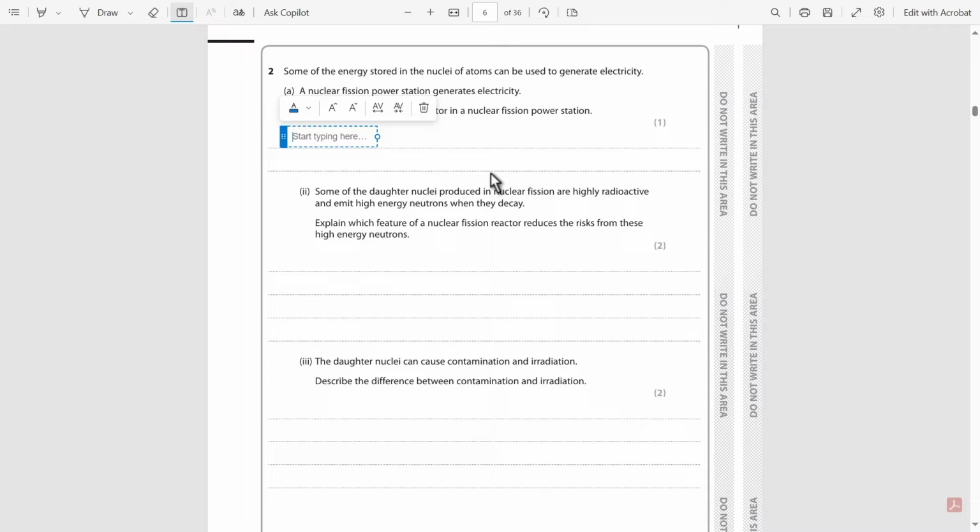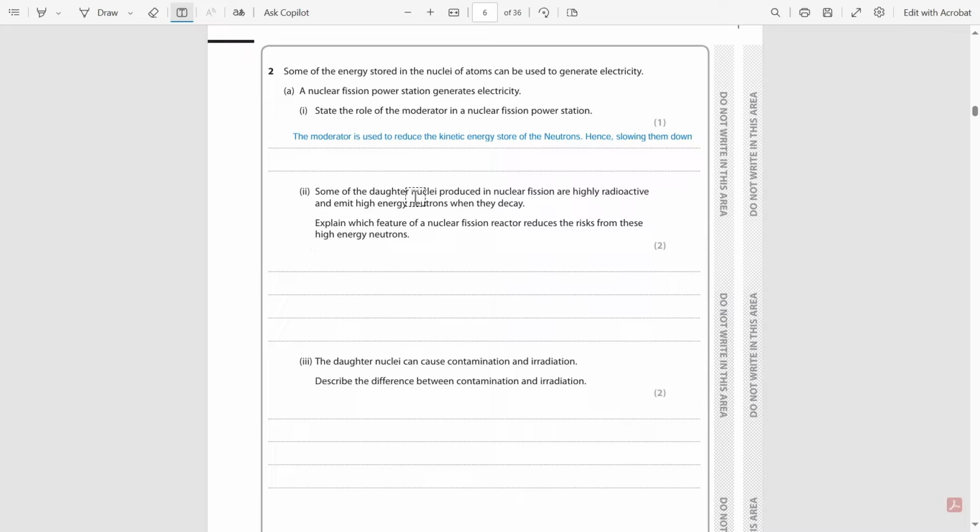Now, you're allowed to say slow down neutrons, but I think the examiner prefers you to say things relative to energy store. So let's say the moderator is used to reduce the kinetic energy store of the neutrons. And if you want, hence slowing them down. If you want, you can say all of that.